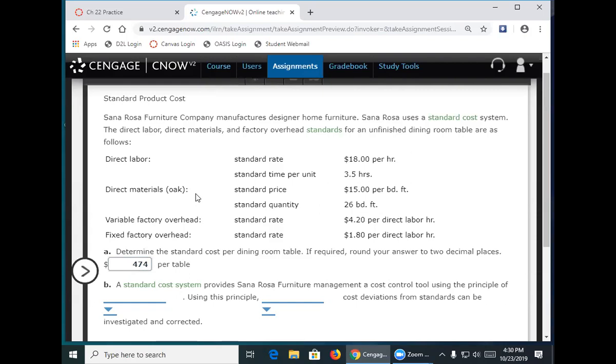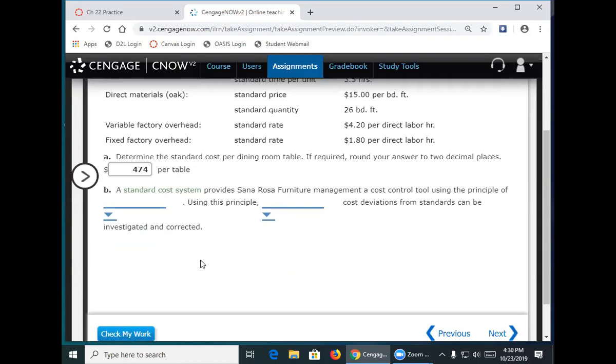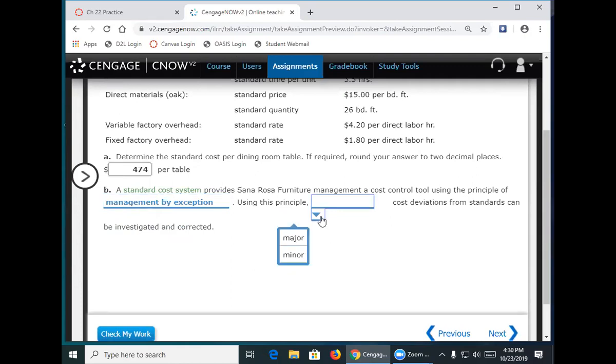And this goes back kind of to our budgets anyway, right, on how you calculate labor costs and all of that. And then Part B just says, a standard cost system provides Santa Rosa Furniture Management a cost control tool using the principle of, well, it's called management by exception. Management by exception. Using this principle, we're looking for major cost deviations. So major cost deviations from standards can be investigated and corrected.